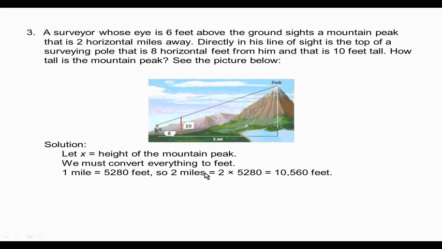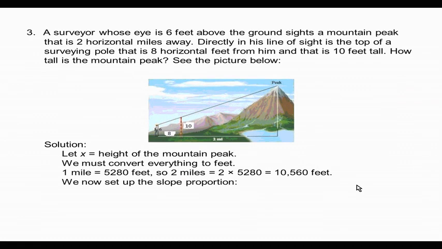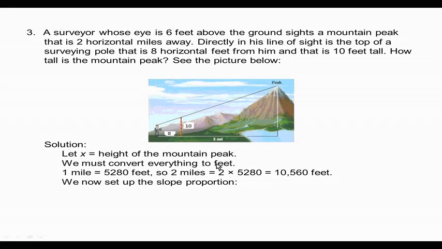So 1 mile is 5,080 feet, so 2 miles would be 2 times 5,080, which would be 10,560 feet. So now I've got everything in feet. Again, let's do our slope proportion. 10 over 8 is going to be x over 10,560.